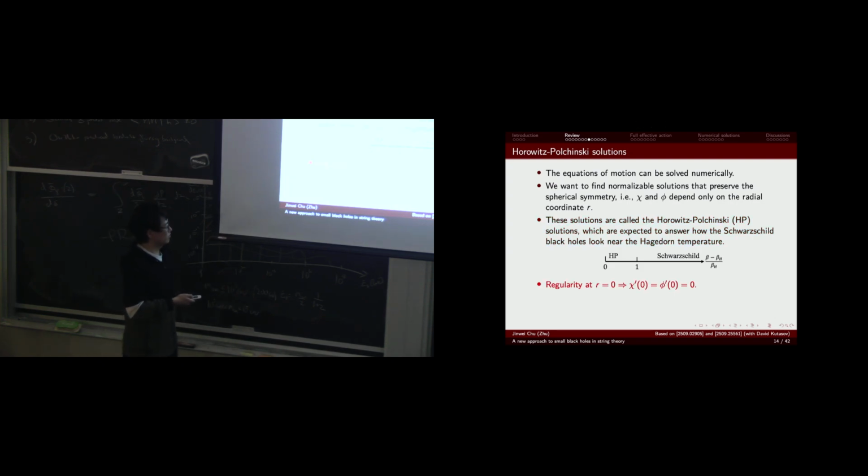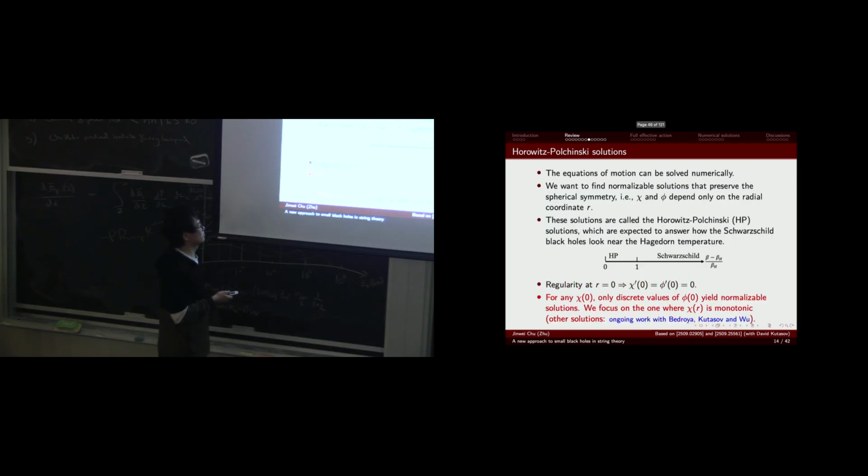And maybe one difference between these two solutions, between the Horowitz-Polchinski solutions and the usual black hole solution, is that the Horowitz-Polchinski does not contain any horizon, which means that the fields persist to the origin. Then the regularity at origin requires that the fields have zero derivatives.